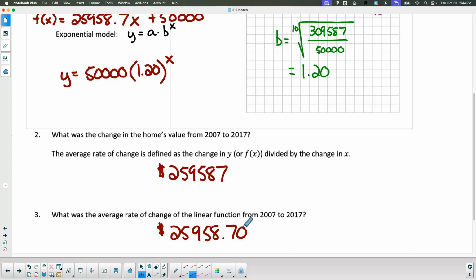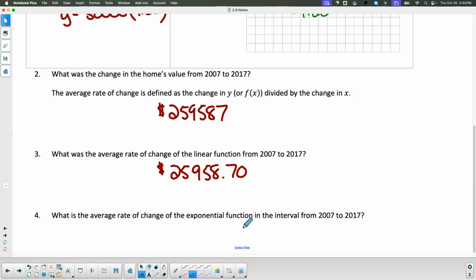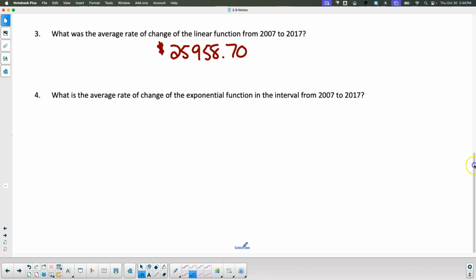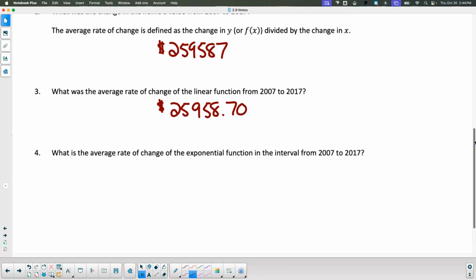Okay? So that was the average rate of change for the linear one. Now, what is the average rate of change for the exponential one? I need a number. I need like a dollar average rate of change. How much it changes per year?